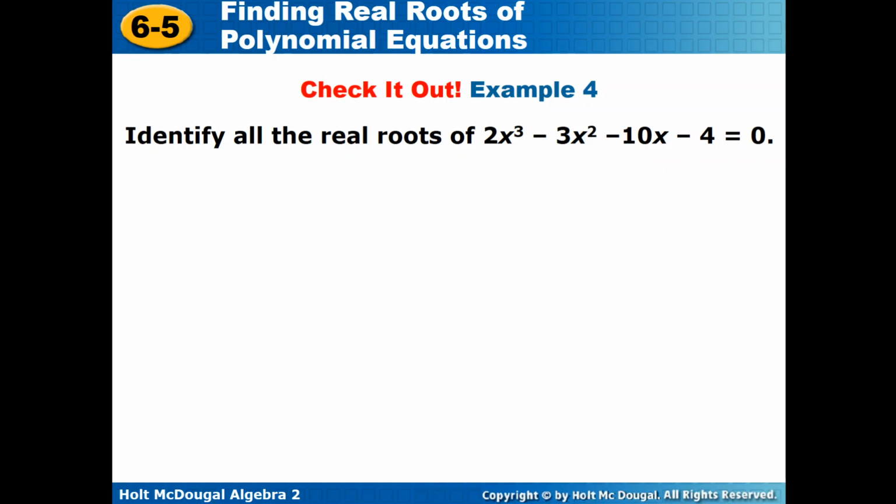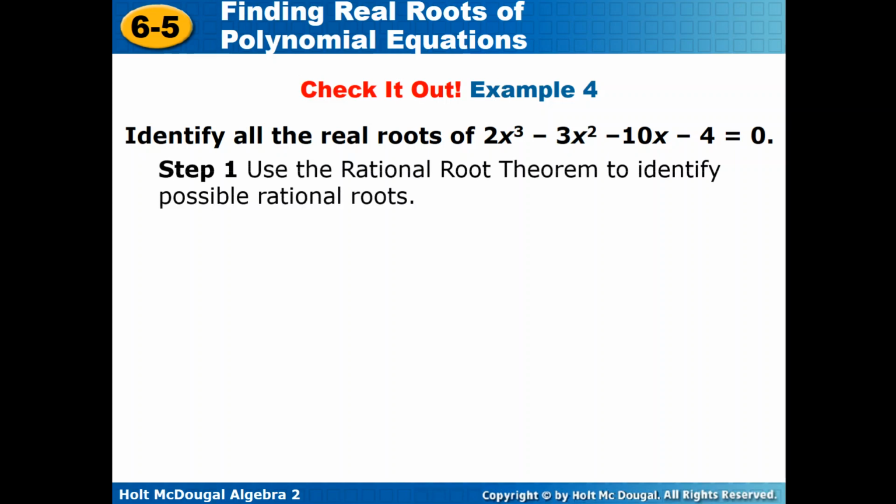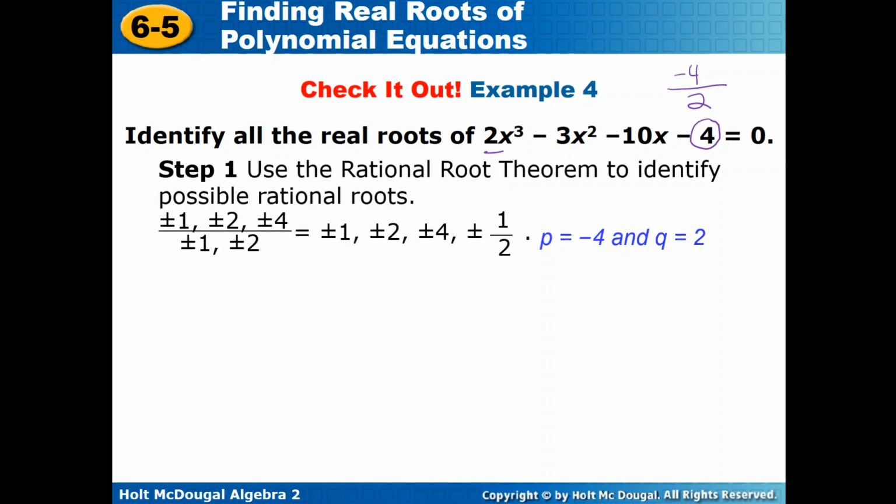All right, so when we're asked to identify all the real roots, the first thing we should go ahead and do is use the rational root theorem to identify possible rational roots. And remember, the rational root theorem says to take our last number, which is -4, we're going to have to find all the factors of -4 over all the factors of 2. All right, so we see that P is -4 and Q is 2. And so here are all of our choices that we could choose from.